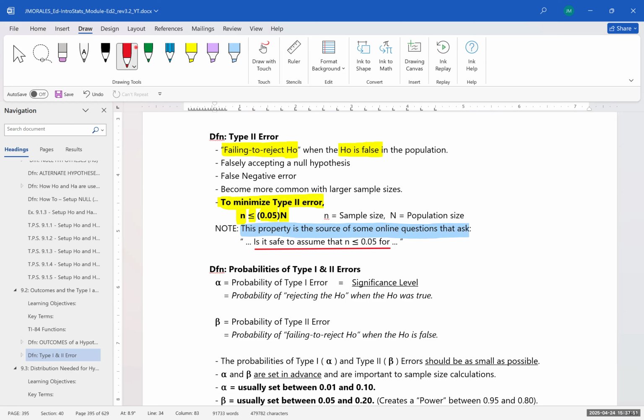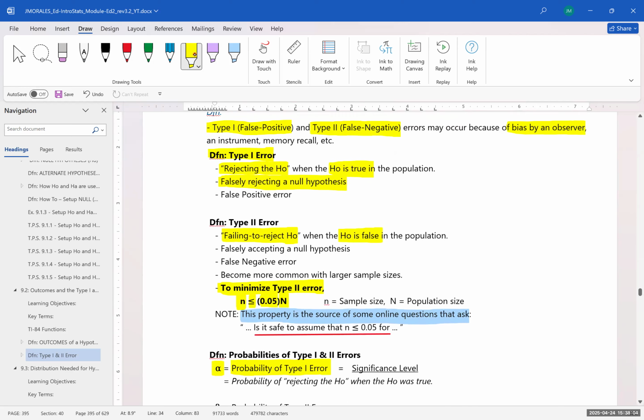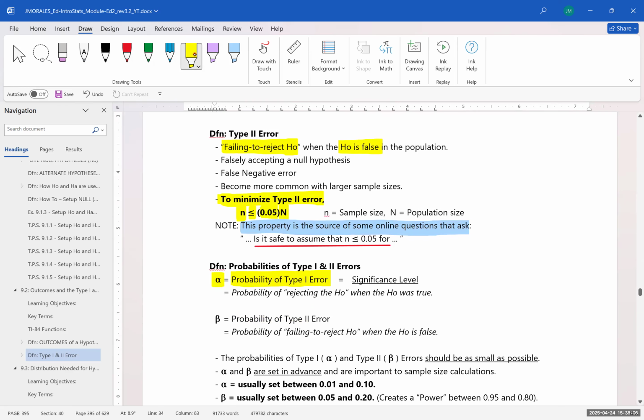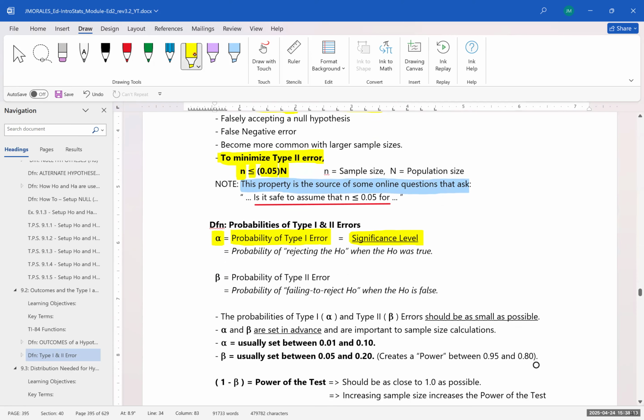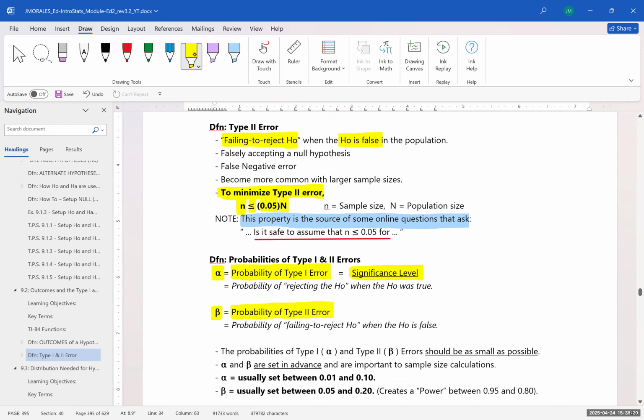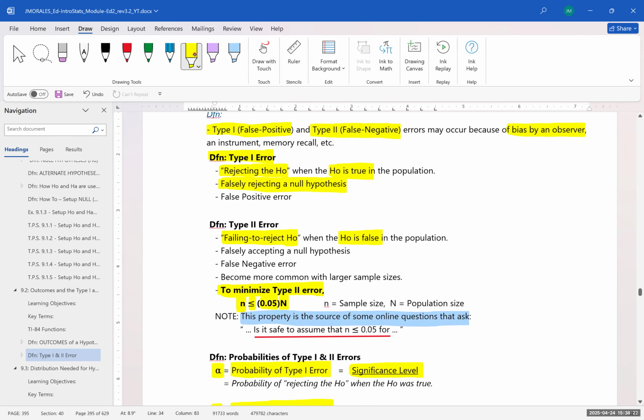Now, the probabilities of type 1 and type 2 errors. So it turns out that the significance level is actually the probability of getting a type 1 error, which is a false positive. Okay, that's the probability of the significance level. And beta is the probability of getting a type 2 error. And a type 2 error was a false negative.